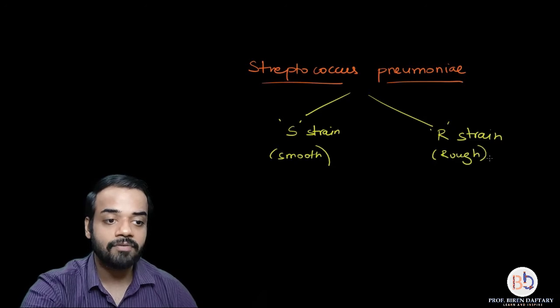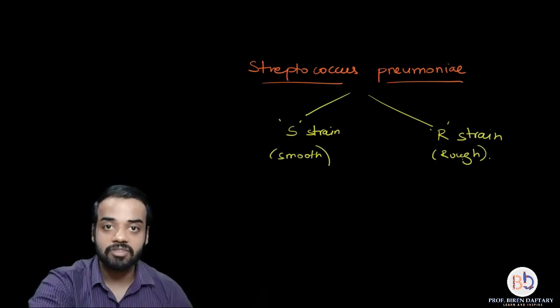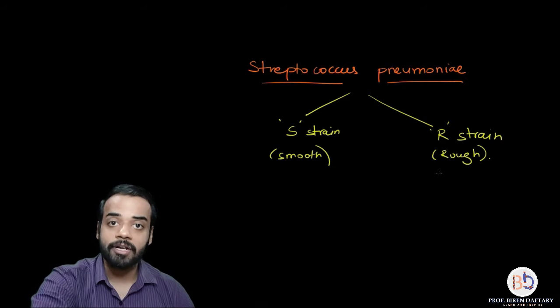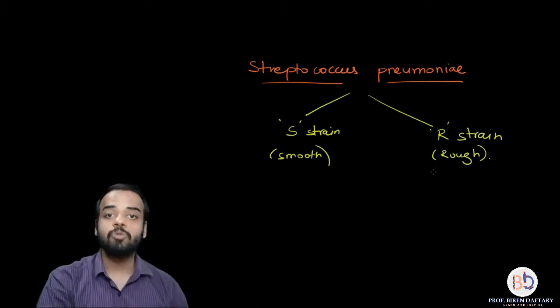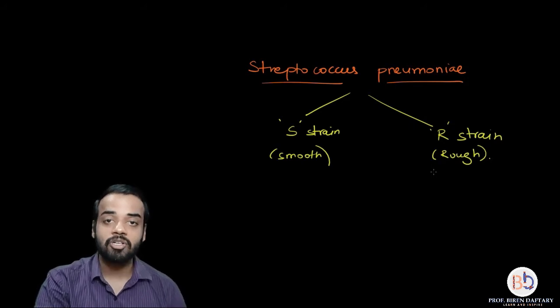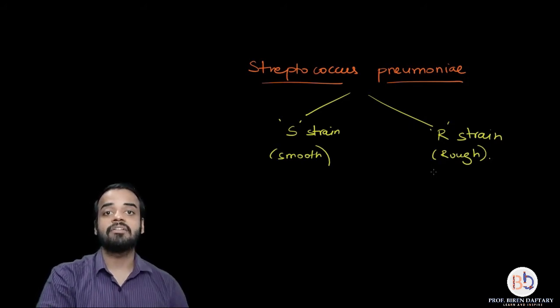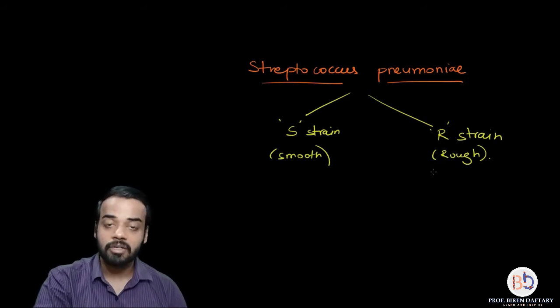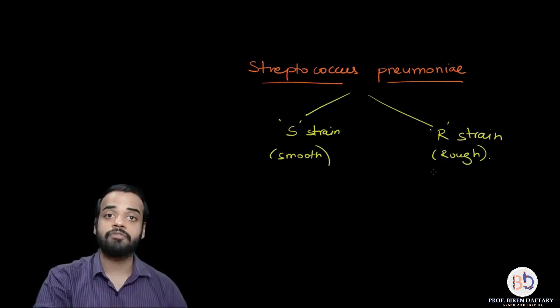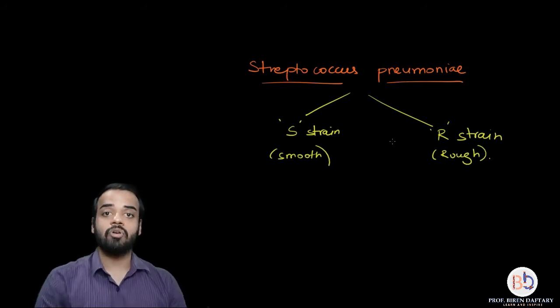Now there are a few differences between both these strains. I'll point out the differences. One of the differences is that the smooth strain is basically a virulent or a pathogenic strain. That means the smooth strain of Streptococcus pneumoniae causes pneumonia, whereas the rough strain of Streptococcus pneumoniae does not cause pneumonia. So it is non-virulent or non-pathogenic. Please remember this. So why do we call it smooth strain? Why do we call it rough strain?